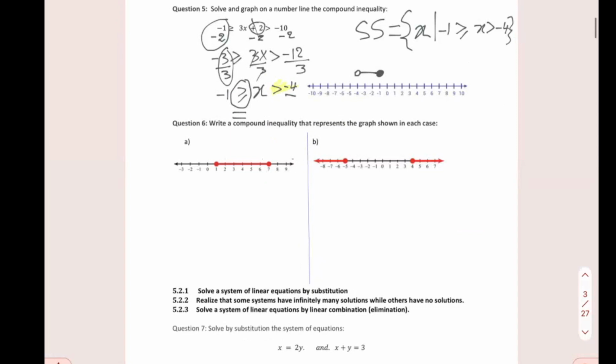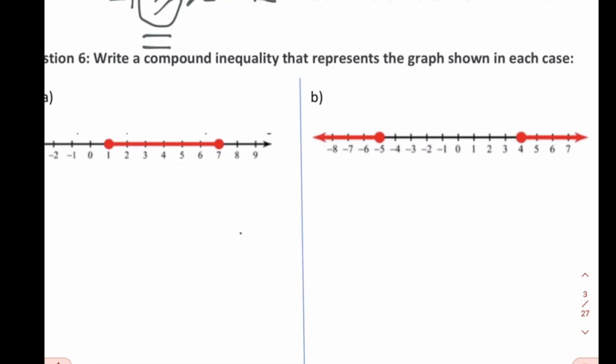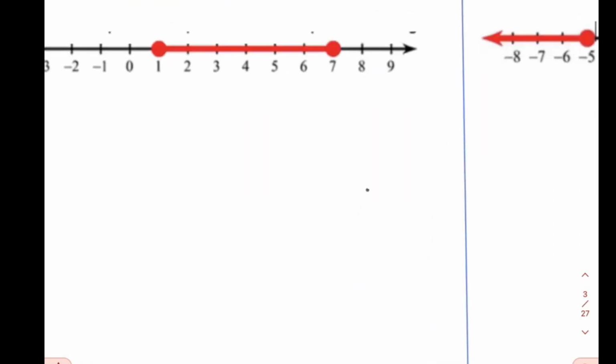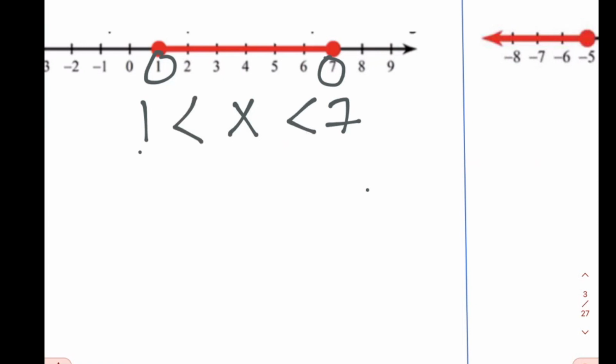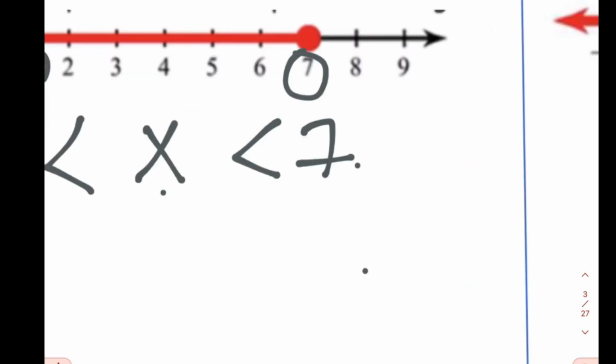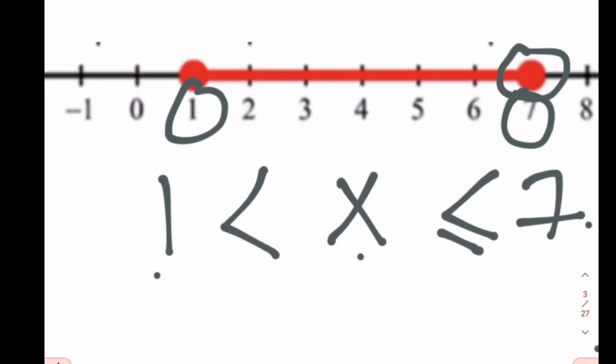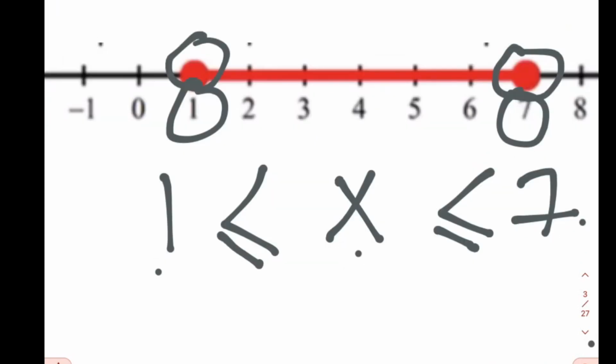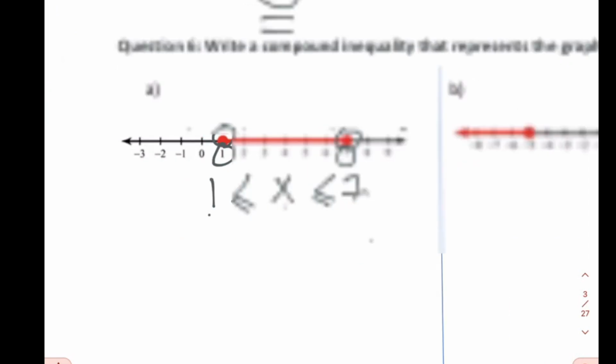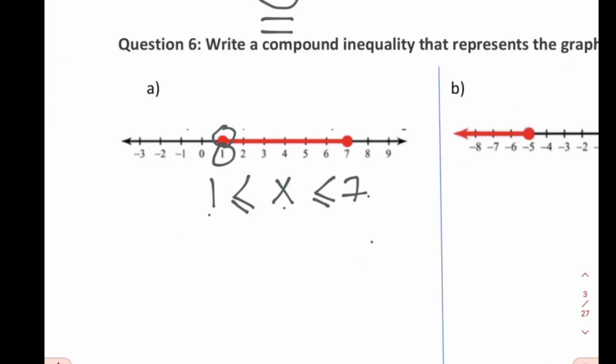Okay. Let's see here how to write a compound inequality that represents the graph shown. Very simple. Look here, you can see that your values of x are between 1 and 7. So you put 1 on the left, 7 on the right, in this order: 1 less than x less than 7. Because you have a solid point, you have to put equal. And you have here a solid point, you have to put equal. And you're done. This is a very simple question if you understand the graph.